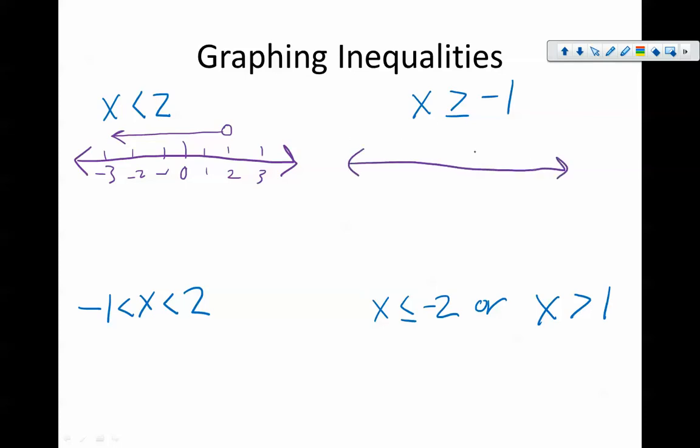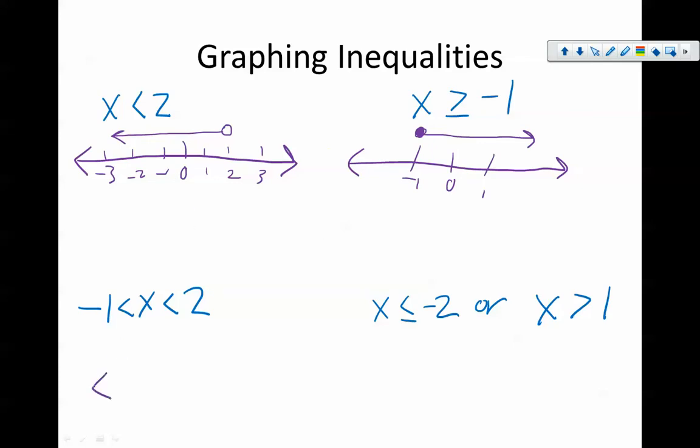Whereas on this one over here, this says x is greater than or equal to -1. Well, -1 is included in this because of the equal to, so it's a closed circle. And then this says that x is a number larger than -1, which means I'm going to draw an arrow to the right because those are the numbers that are larger than -1.